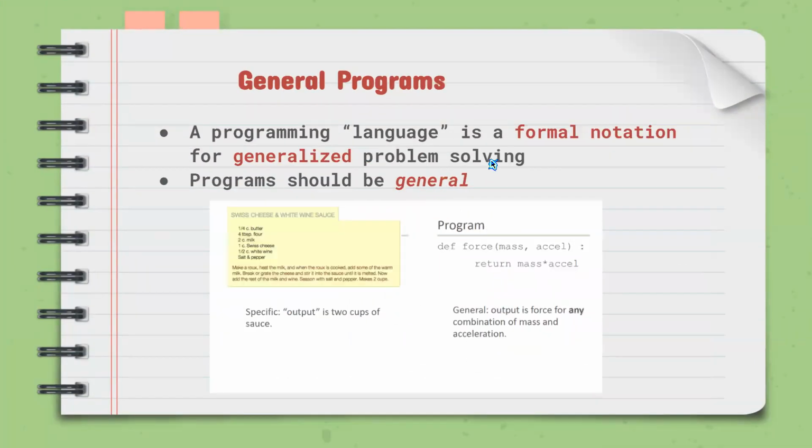So general programs are a programming language that is a formal notation, and programs should be general. So general would be like output for any combination of mass and acceleration, and specific is like a specific output that you're looking for. So like 2 cups of sauce would be specific.